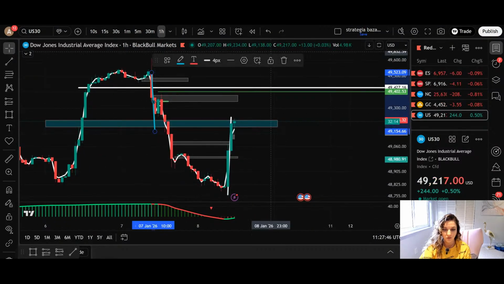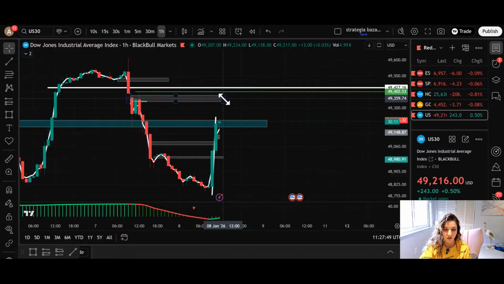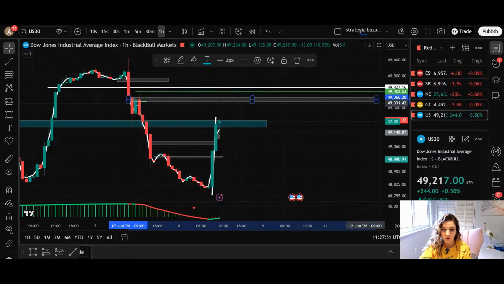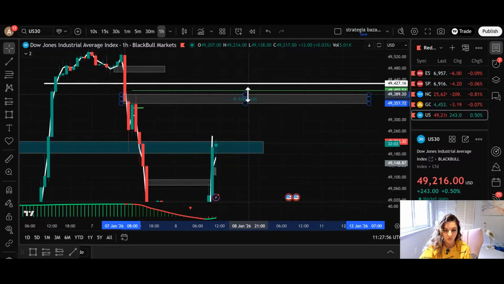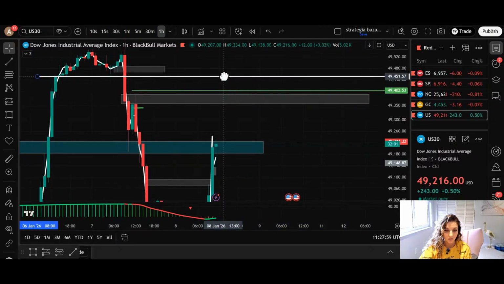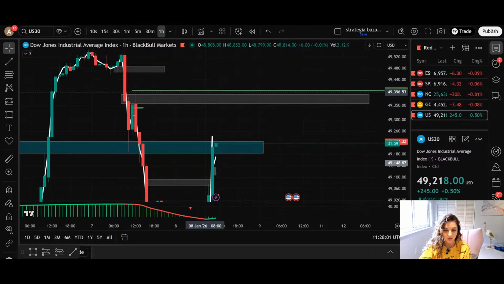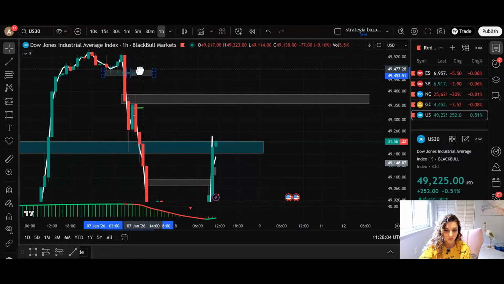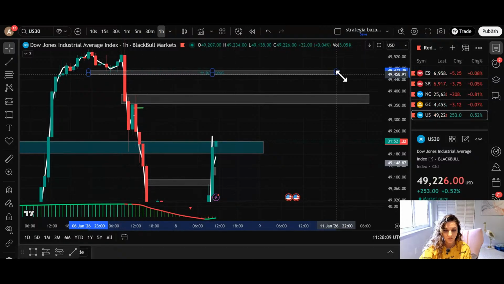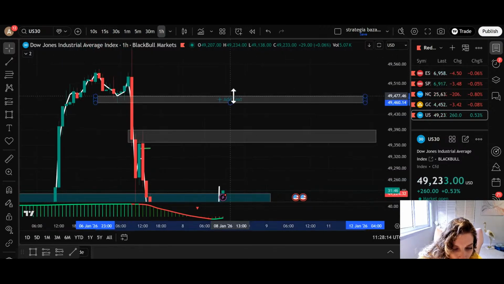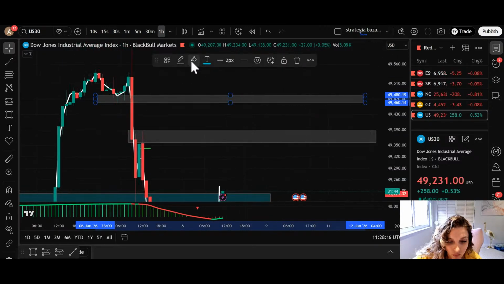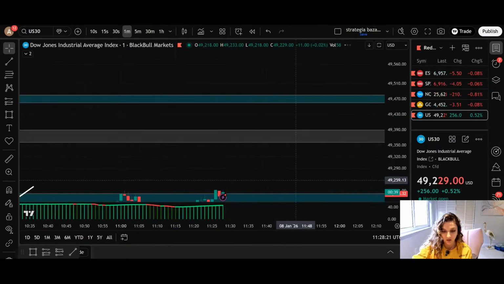Let me delete this from yesterday. Probably here, next area to watch. And here, let me delete this. I'm gonna delete this. This is a strong area, so I'll mark it with blue. Let's get back.